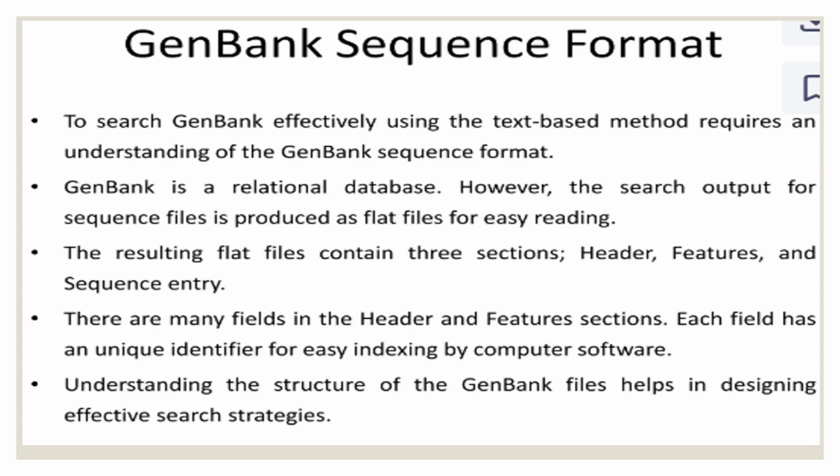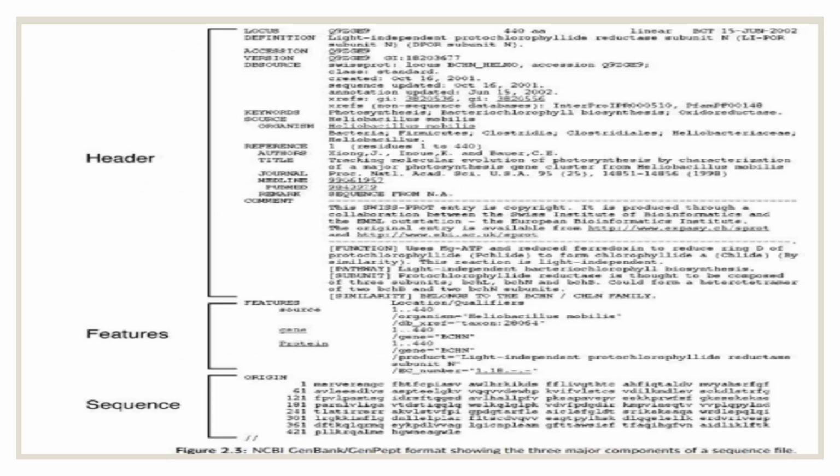There are many fields in the header and feature sections. Each field has a unique identifier for easy indexing by computer software. Understanding the structure of the GenBank file helps in designing an effective search strategy. So this is an example of the output of the GenBank databases.